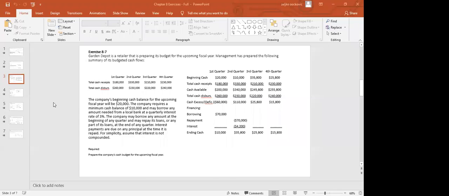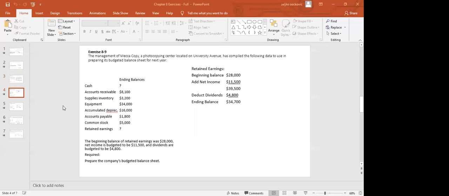How did you get the interest of 4,200? Okay, you will look at this online and narrate the lectures again. But 70,000 is borrowing. We have two periods, first quarter and second quarter, at 3% each. That's 6%, right? 3% for the first quarter and 3% for the second quarter. 6% of 70,000 is 4,200. Okay, thank you, Professor. Sure.